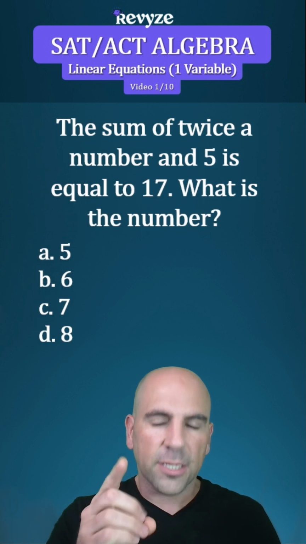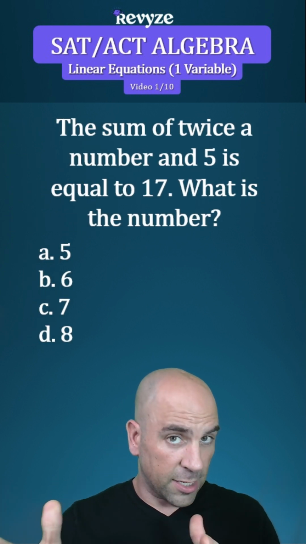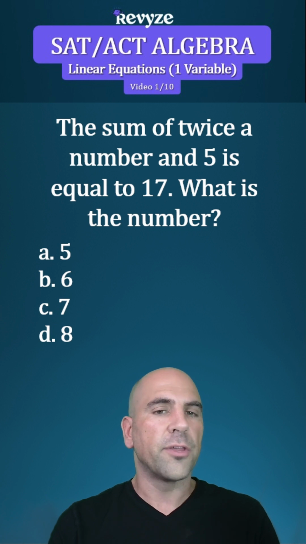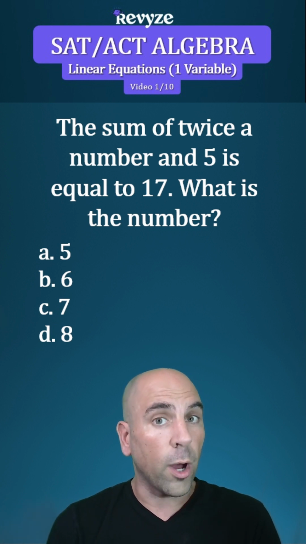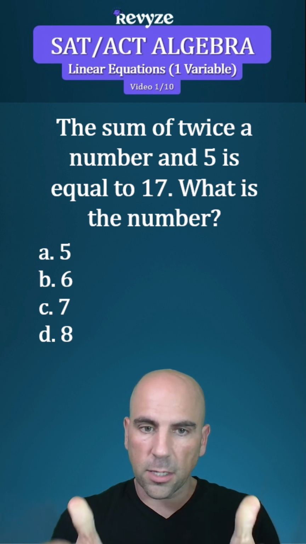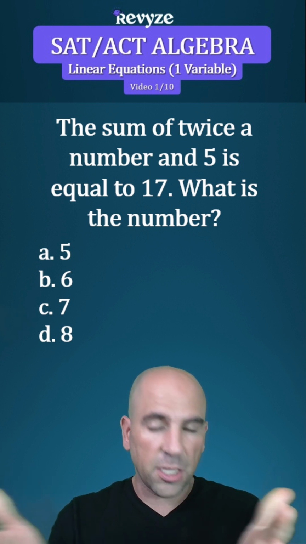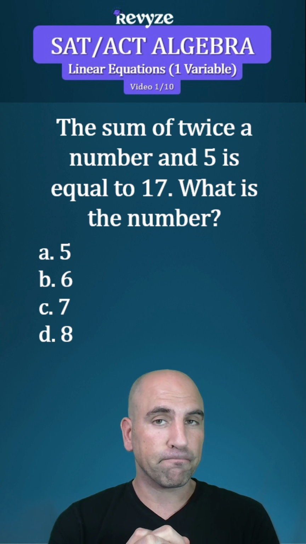All right. Now, the second SAT practice question we're going to do says this: the sum of twice a number and 5 is equal to 17. What is the number? All right, again, go ahead and pause this now. See if you can come up with the right answer.